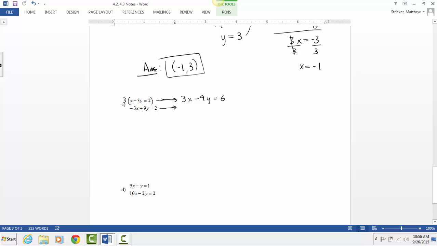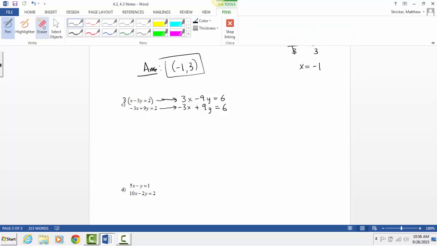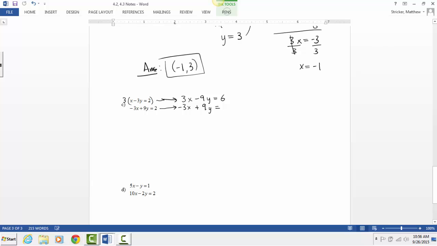From the bottom equation, now we don't need to touch that. I get negative 3x plus 9y equals 6. Sorry, it doesn't equal 6, it equals what? Equals 2. We're not touching that one. And then I add, and look what happens.